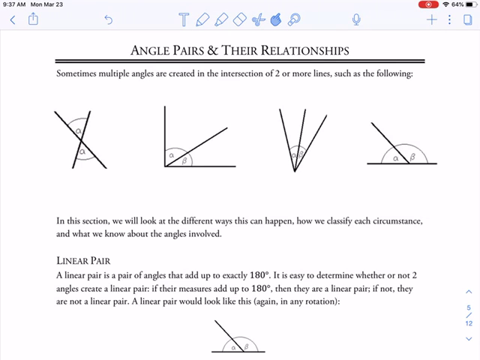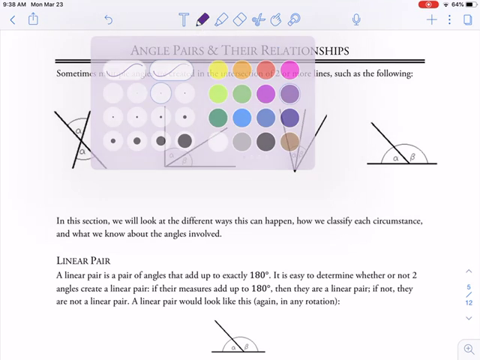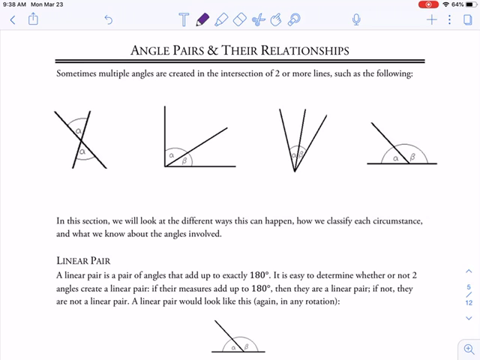Let's do this again. So last time we looked at all the types of angles, and today we're going to look at when we have a pair of angles and what their relationship might be. So again, this will be pretty similar to what you did in grade 9, but that's okay. It's part of our curriculum. We're going to go through it.